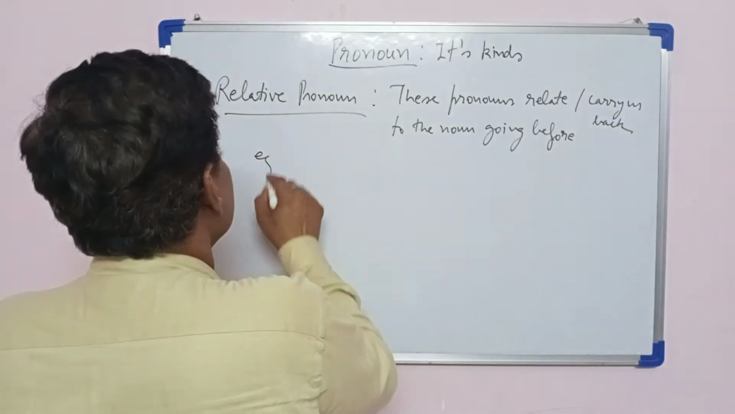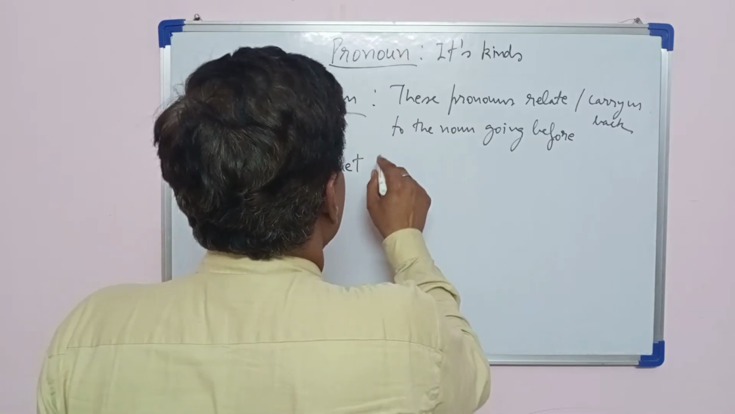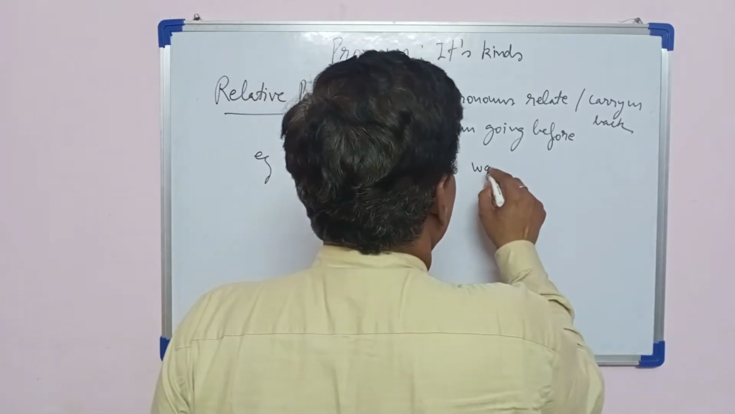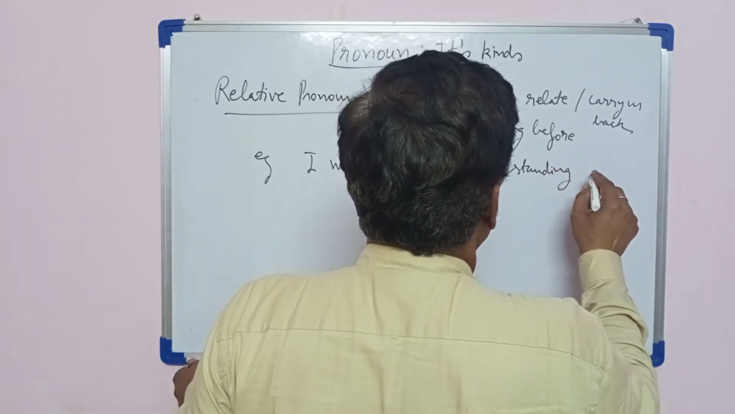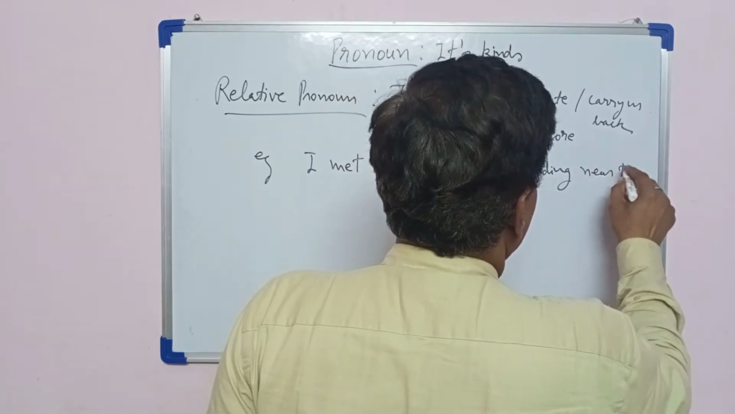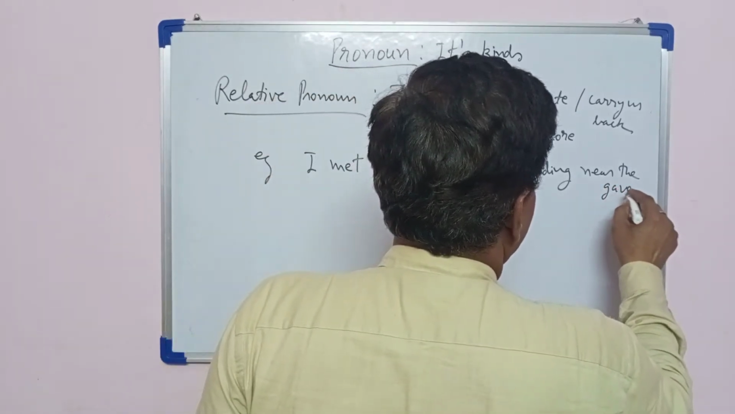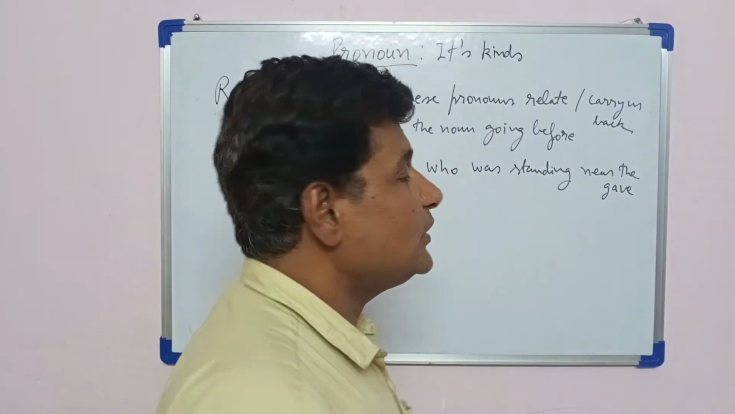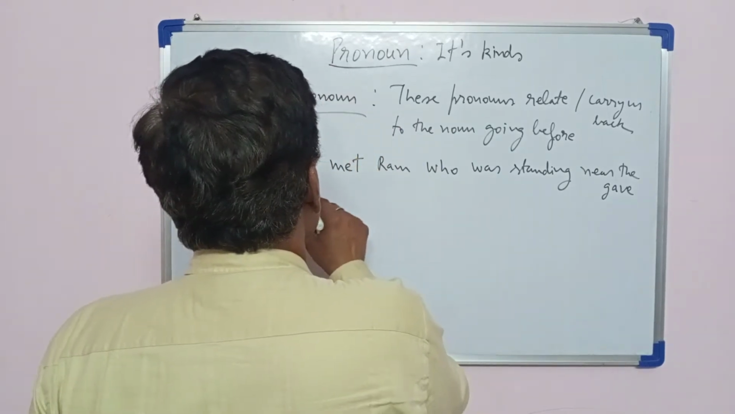For example, I met Ram, who was standing near the gate. So here we are referring to this person.